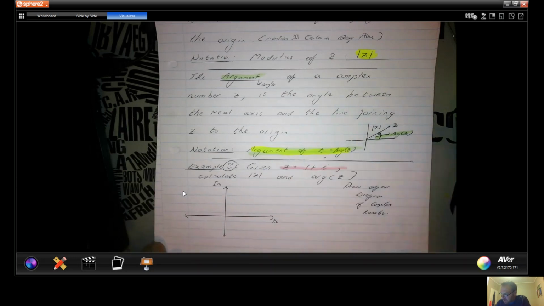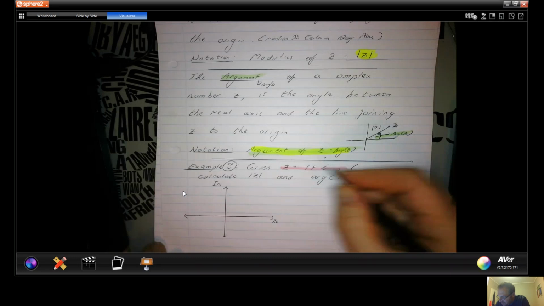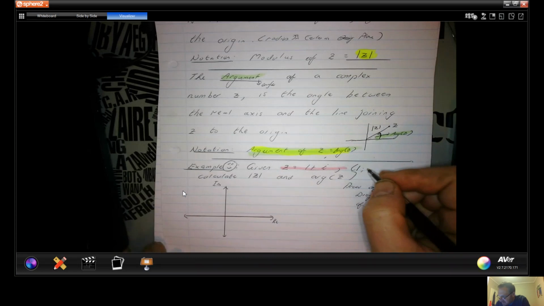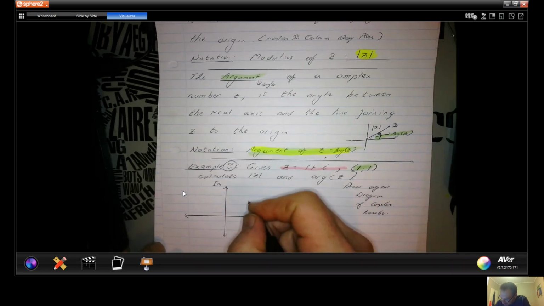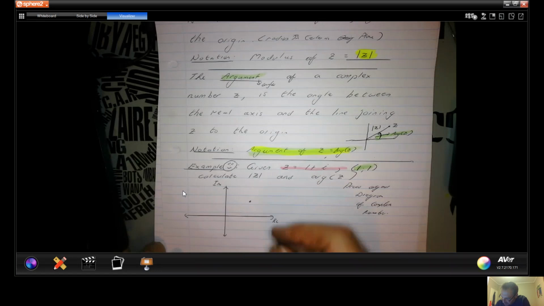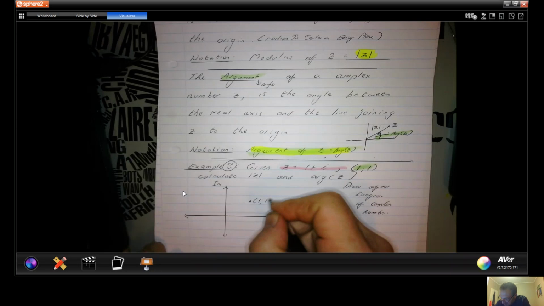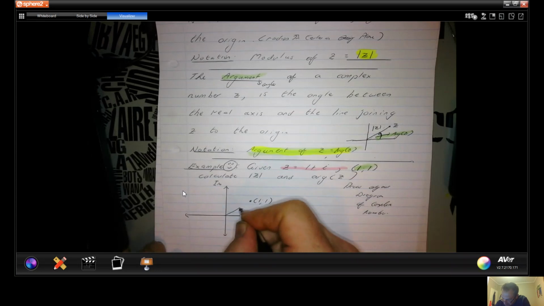What's the point we're going to illustrate? Well, the real part is 1, so I'll go 1 to the right, and the imaginary coefficient is 1 as well. So I'm going to just plot the point (1, 1). It's a rough sketch: 1 across, 1 up. My real axis over here, my imaginary axis over here. So now I've got the point (1, 1), and I can draw this in.